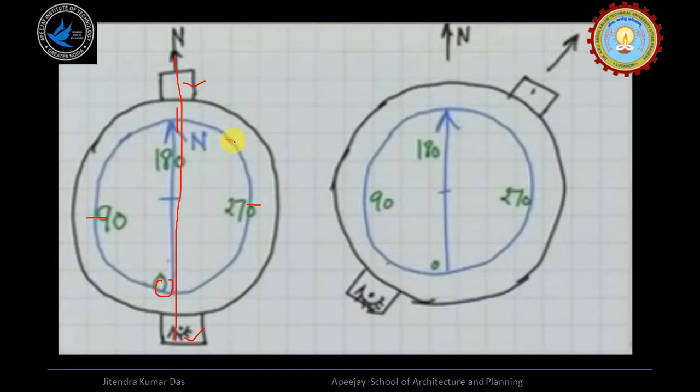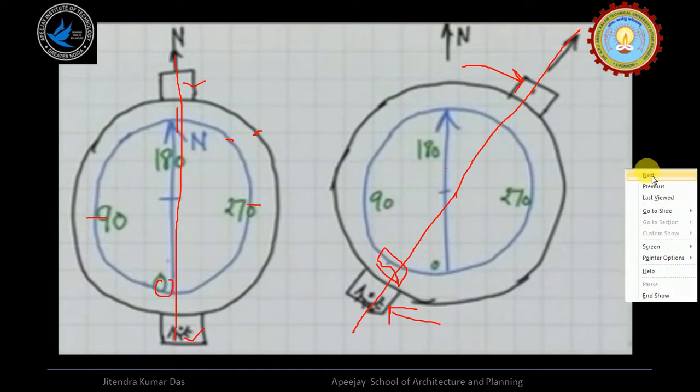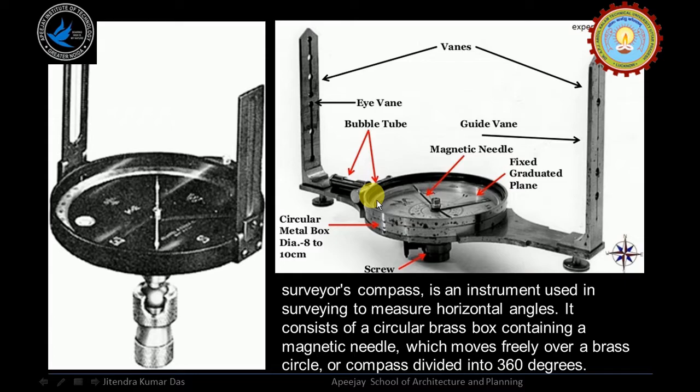Now what next? I told you that this is the aluminum plate and this is the casing, and this casing is not attached, so when you rotate this, the aluminum plate will remain in the magnetic meridian and this will rotate, the eye will come at this point and the object vane will come at this point. So actually this is a line of bearing, suppose line OA. Now in this case you can see the reading at this point. That is the general way to take the reading with the help of a prismatic compass.